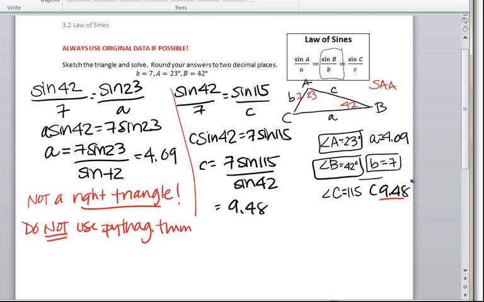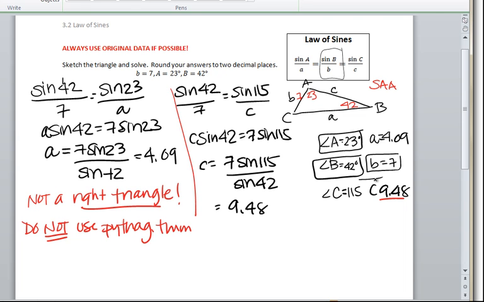Okay, so that's what we mean to solve the triangle. I recommend that you draw it so that you can figure out what type it is, okay, and always use your original data. Now let's go back and check and make sure that our sides and our angles make sense, right? Your longest side should be opposite your largest angle. So our largest side is C, which is 9.48, right? That's bigger than 7, and that's opposite angle C, which is 115, so that makes sense. Our shortest side, side A, which is 4.09, that is opposite our smallest angle of 23 degrees. So without doing any major work, I can just check to make sure that my answer looks feasible.